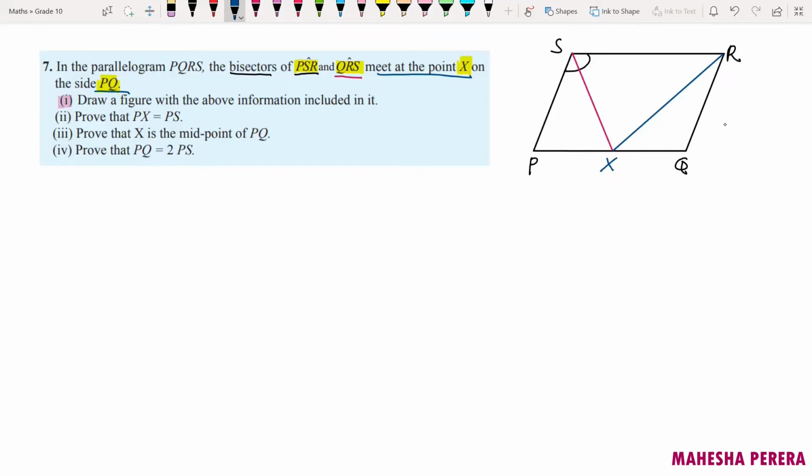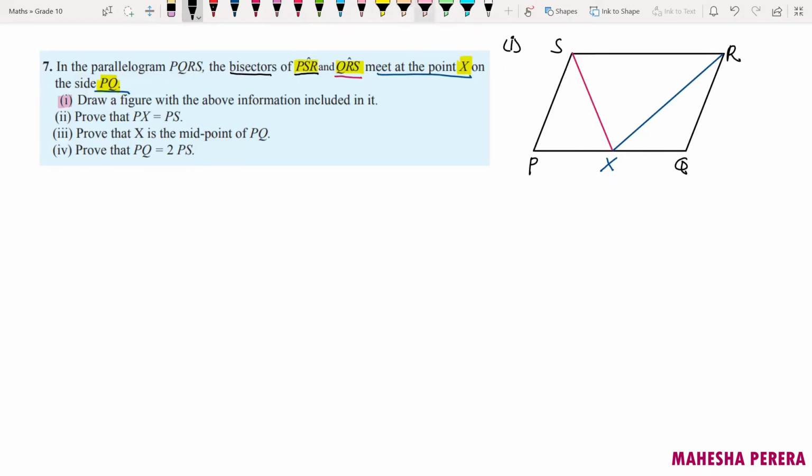These two bisectors meet at the point X on side PQ. So this is our side PQ. And here is our point X. Right, now this is the answer for Roman figure 1. Right, what is Roman figure 2?